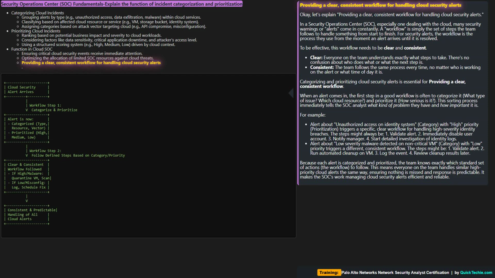To be effective, this workflow needs to be clear and consistent. Clear: everyone on the team understands exactly what steps to take. There's no confusion about who does what or what the next step is. Consistent: the team follows the same process every time, no matter who is working on the alert or what time of day it is. Categorizing and prioritizing cloud security alerts is essential for providing a clear, consistent workflow.